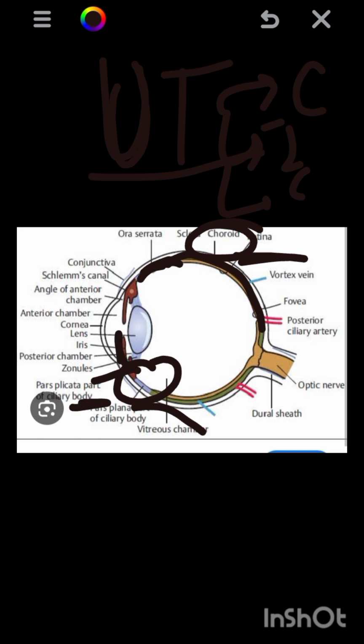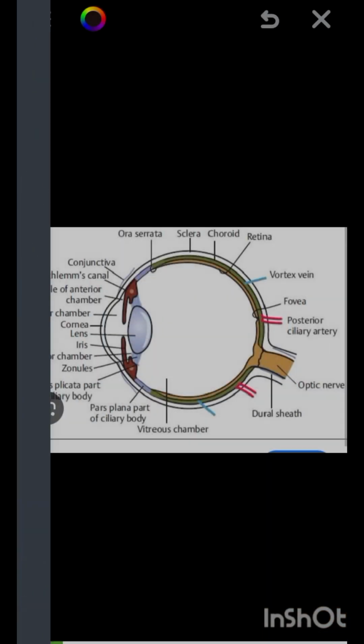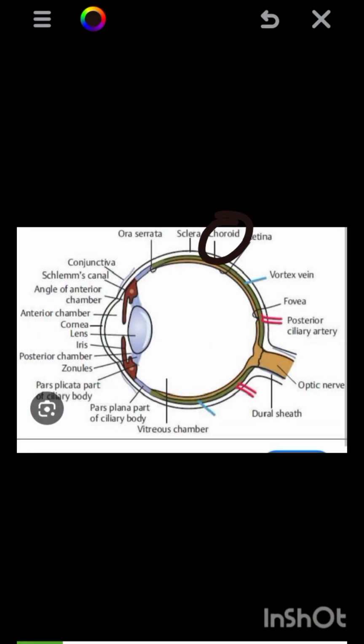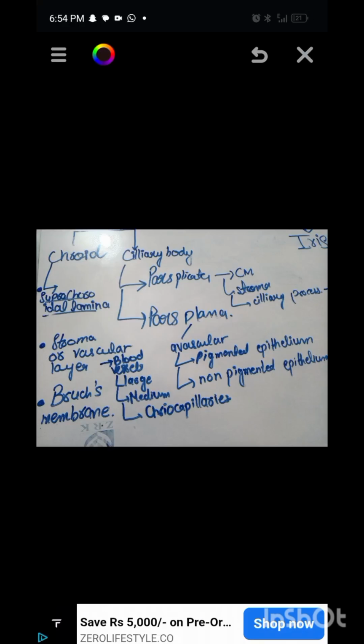So in the uveal tract we have three things. What three things do we have? We have iris, ciliary body, and choroid. This is choroid. The extension of this is here. This is pars plana, and this is pars plicata, and this is iris. One by one, we have choroid, we have ciliary body, and we have iris.